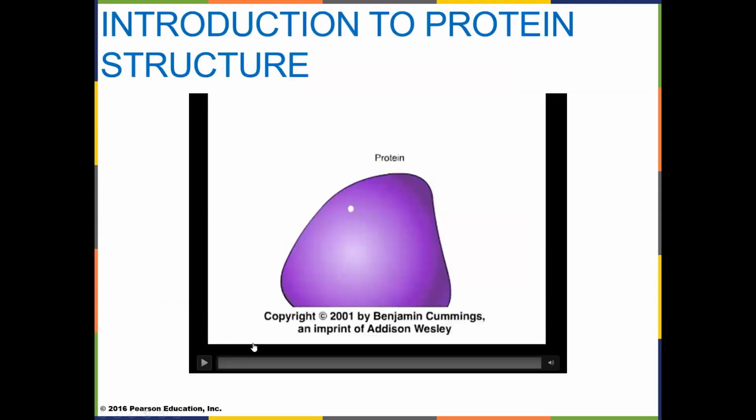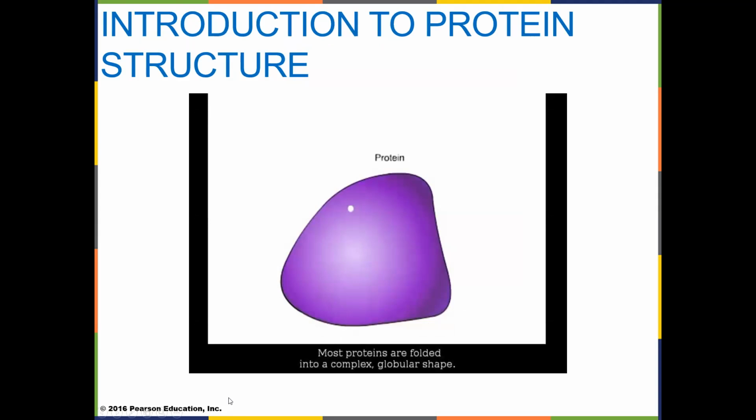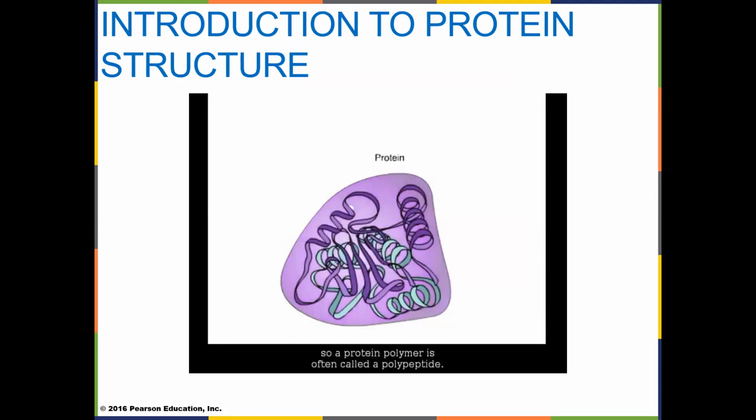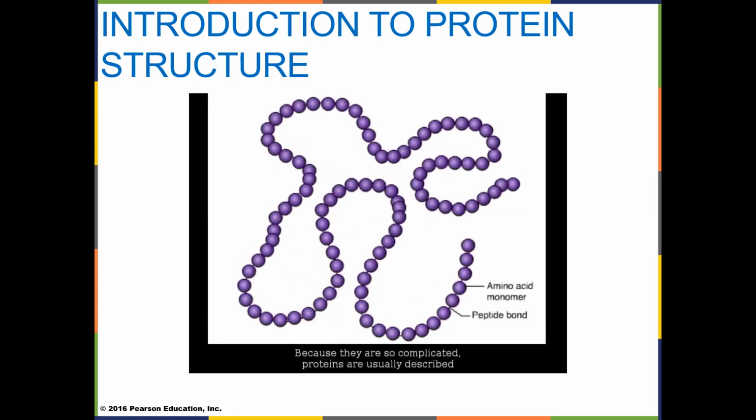So, okay, now this is a little summary here on proteins. Proteins are folded into a complex globular shape. Each protein molecule consists of one or more chains of amino acid monomers. The amino acids are linked by peptide bonds, so a protein polymer is often called a polypeptide. Because they are so complicated, proteins are usually described in terms of 4 levels of structure. I like how they just drop it there. But this is when a protein gets formed in the cell, the initial protein looks very much like beads on a string. Each one of those little purple balls there is an amino acid, and they're held together with peptide bonds, and it's just a long chain of amino acids.